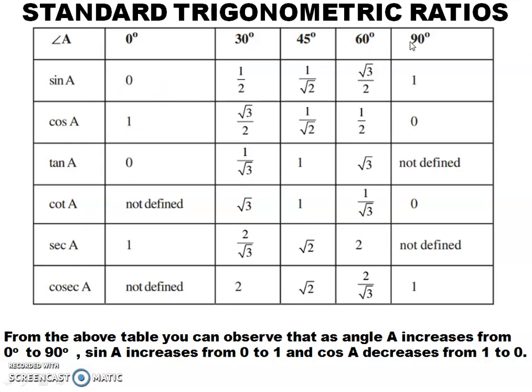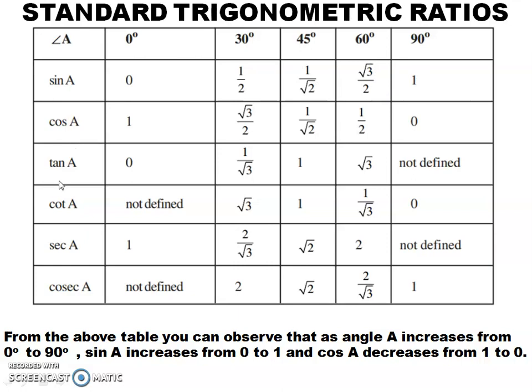If you compare sine and cosine values, you can see that if the angle increases from 0 to 90, the value of sine also increases from 0 to 1. If the angle increases from 0 to 90 degree, what happens to the cos values? It decreases from 1 to 0. And you can see, if I write 0, 1 by 2, 1 by root 2, root 3 by 2, 1, it is the reverse order for cos.